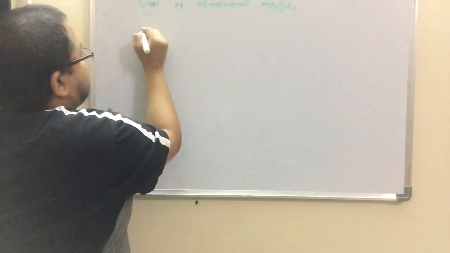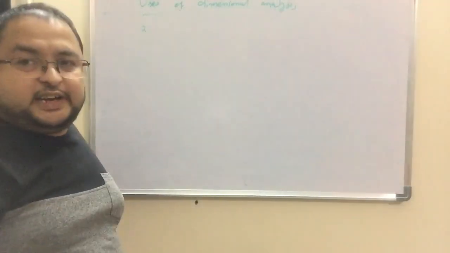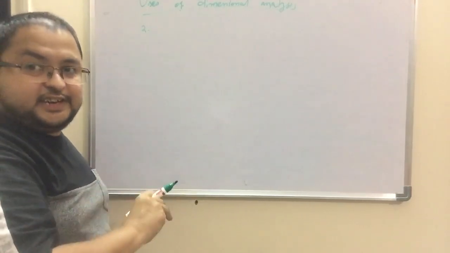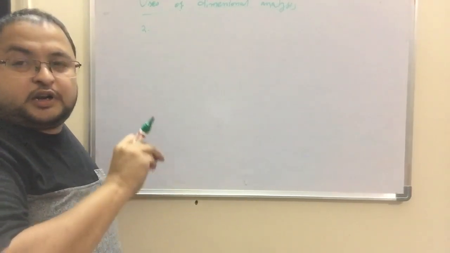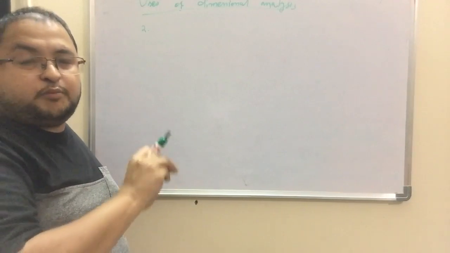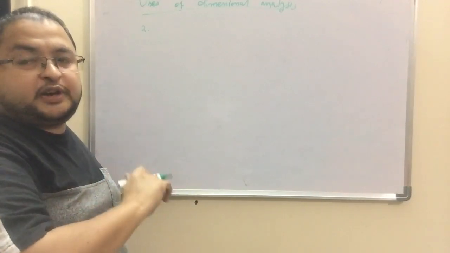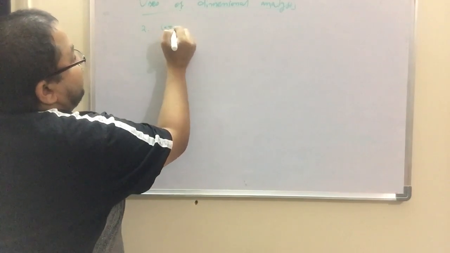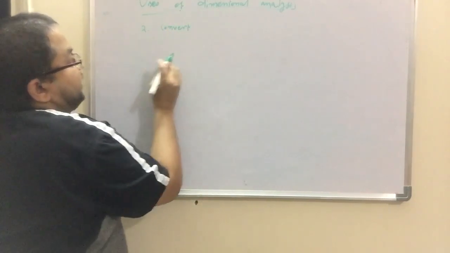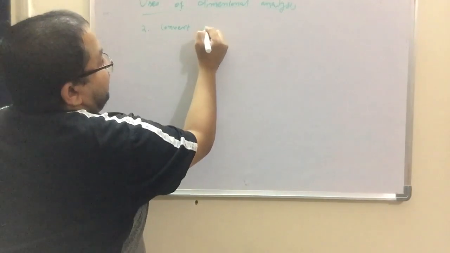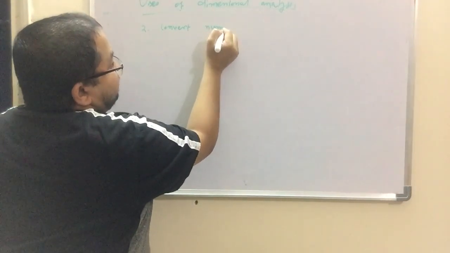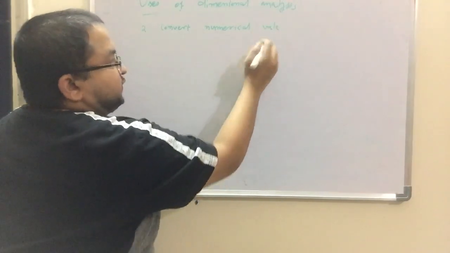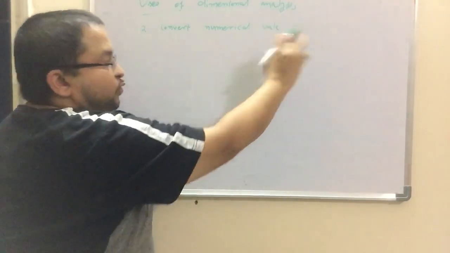Right. So the second use of dimensional analysis is to convert magnitudes in one unit into other. Okay. So convert, right, the numerical values expressed in one unit into other, right?